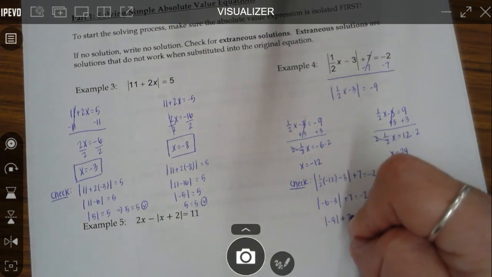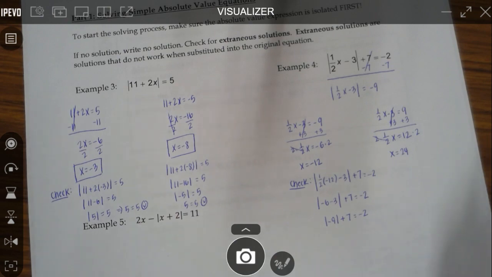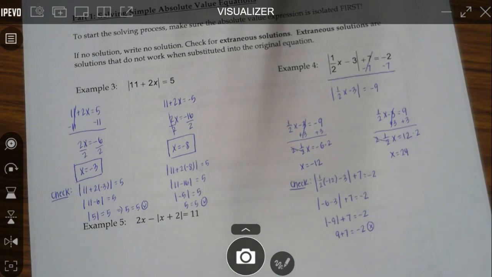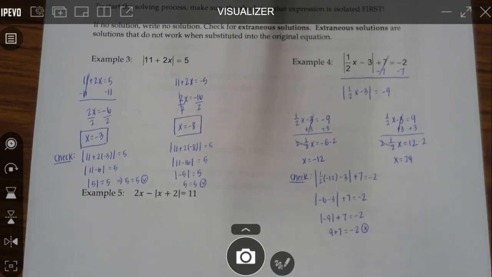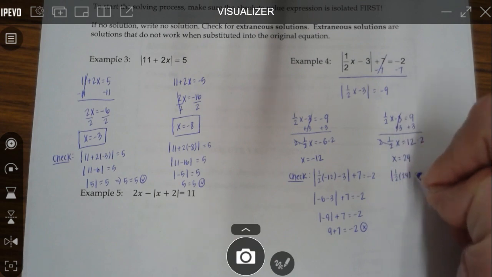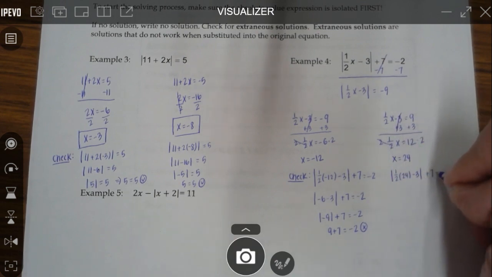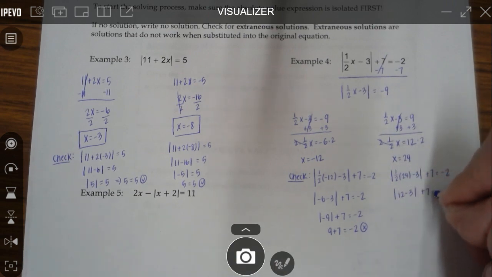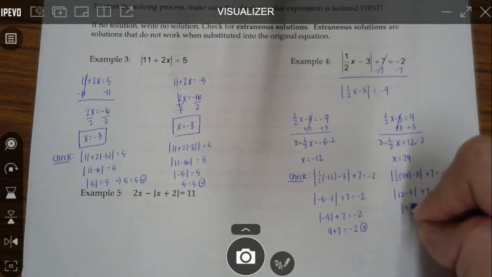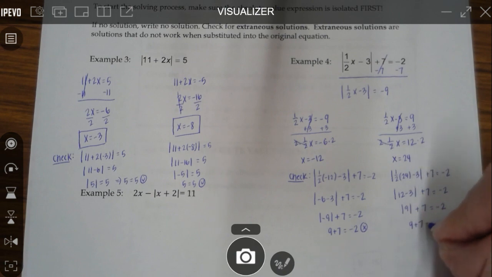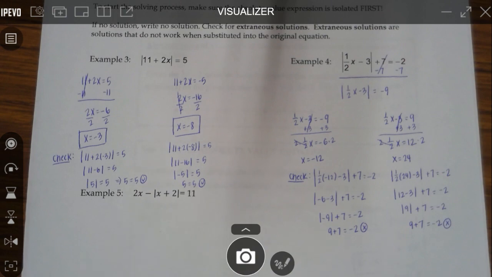Negative 9 plus 7 equals negative 2, which tells me 9 plus 7 is equal to negative 2. Obviously, that is definitely not true, so that is not a solution here. If I try the 24, 1/2 times 24 minus 3 plus 7 equals negative 2. That's going to give me 12 minus 3 plus 7 equals negative 2. That's going to be positive 9 in there, which again still leaves me with 9 plus 7 is equal to negative 2. Obviously, again, not a true statement.